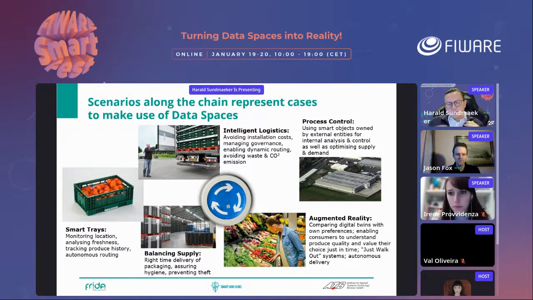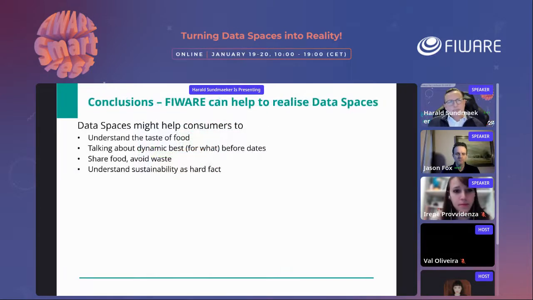And I think we need diverse information, and especially the more value we want to bring to the consumer, we really need to bridge the gap between farm to fork. And that's really a challenge in terms of information. And therefore, I think data spaces might really help consumers to understand the taste of food. I would really like to understand what is the taste, not just what is the absence of pesticides, but what is the taste of my food? And this shall be my buying decision.